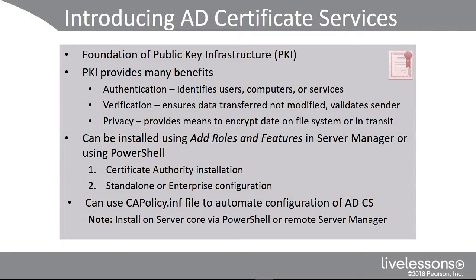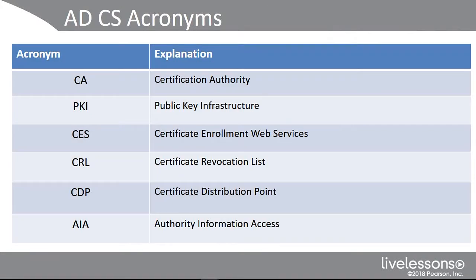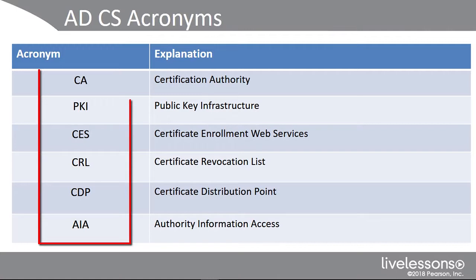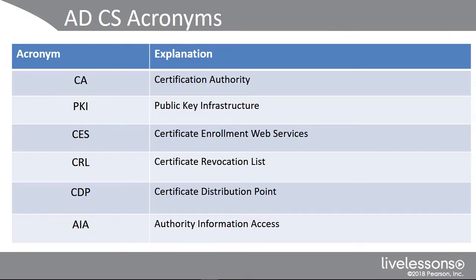Now, as we drill into the ADCS services, you're going to see it's going to be a bit of alphabet soup, so I'm going to introduce some acronyms here. CA is Certification Authority. PKI, which you should be familiar with, Public Key Infrastructure. CES is the Certificate Enrollment Web Services, which runs on your Windows 7 clients or higher, and it communicates with the ADCS to retrieve the certificates for those clients. We have a CRL, which is the Certificate Revocation List, and this is used to determine whether a certificate has expired or not. We have a CDP, a Certificate Distribution Point, and we have AIA, which is Authority Information Access.